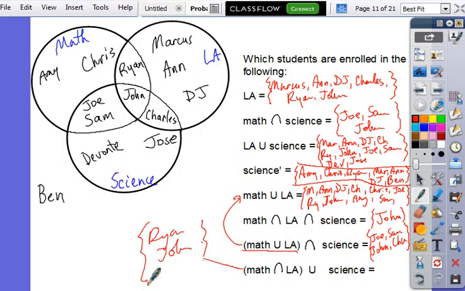Union with science. So that means I'm going to take this group or the science group. Ryan and John. So I know Ryan and John are in there. And then the science people that are not already listed would be Joe, Sam, John, Charles, Devontae, Jose, and Charles.